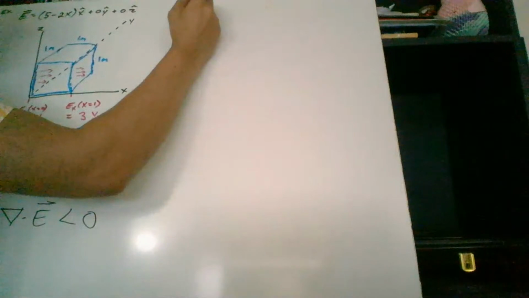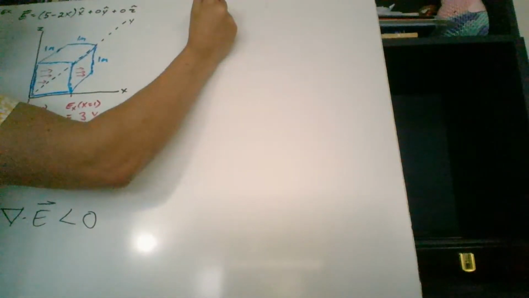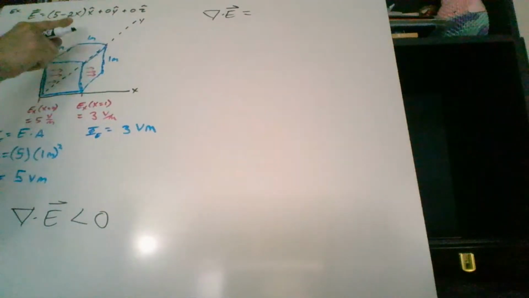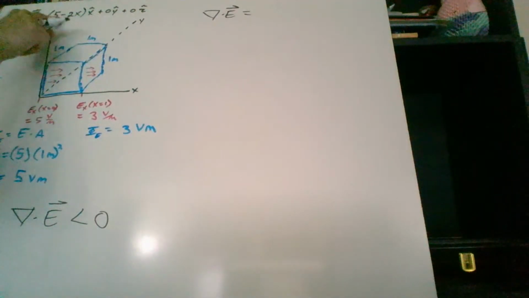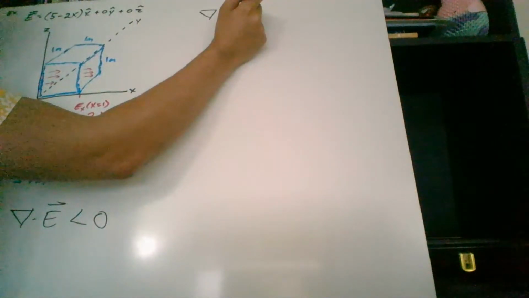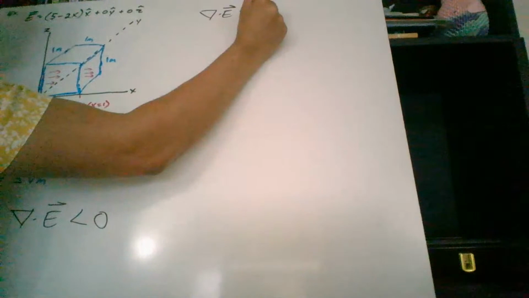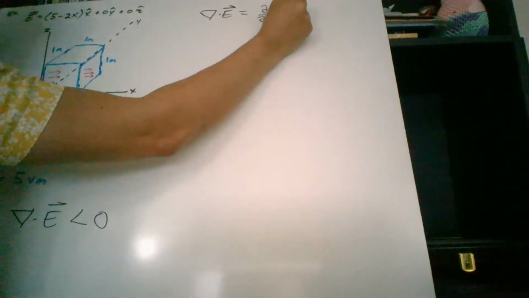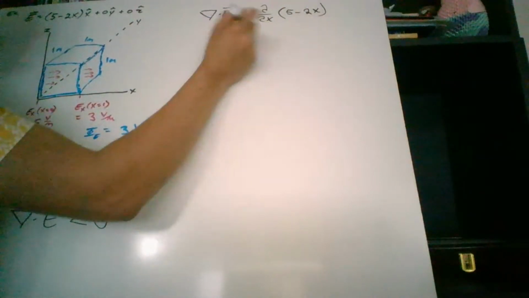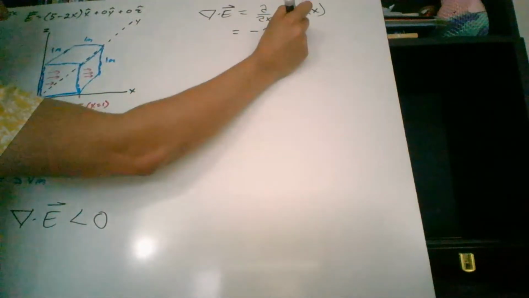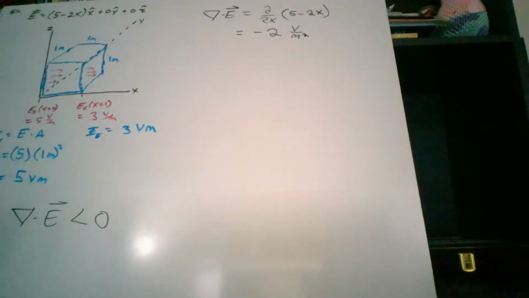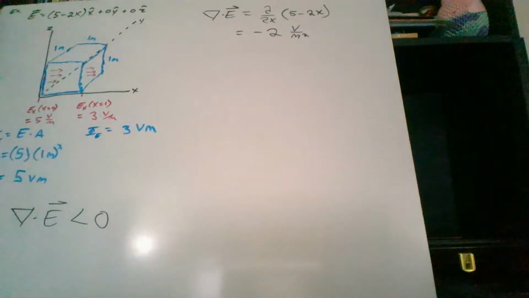We can take the divergence of the electric field. And so to do that, you take the derivative of this with respect to x, the derivative of this with respect to y, the derivative of this with respect to z. Taking the derivative of this with respect to x, I'll just write it out, d dx of 5 minus 2 times x. And so that's going to equal -2 volts per meter squared. All right. We get -2 volts per meter squared.